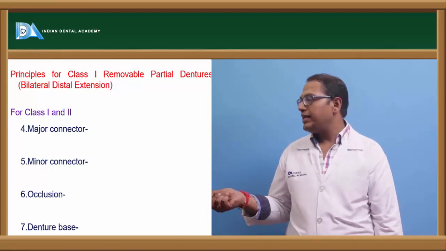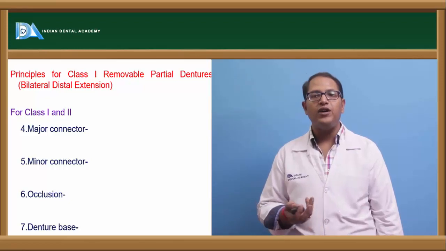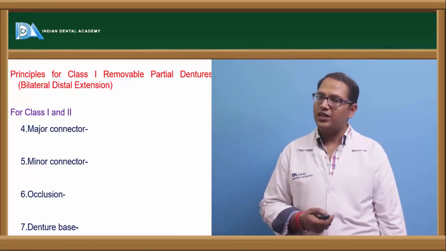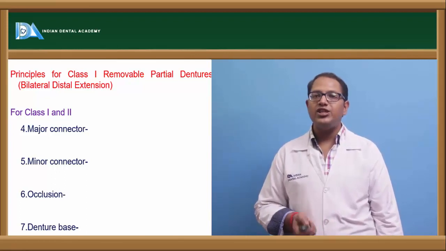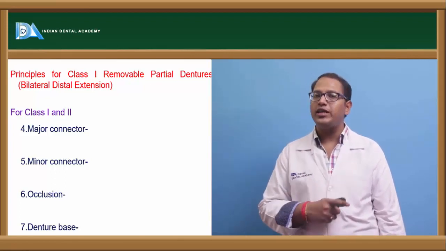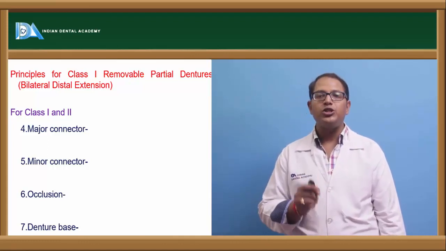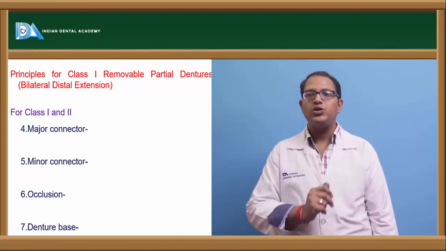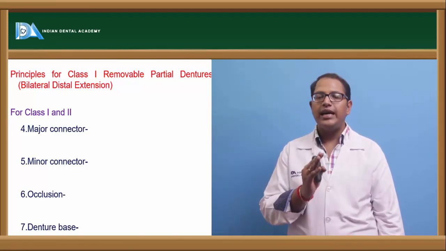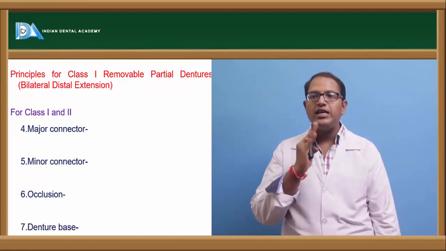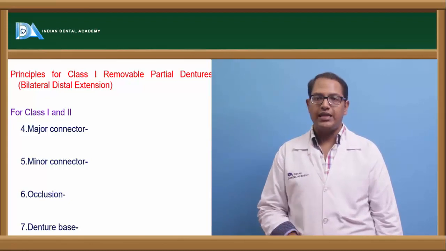Coming to how the minor connector should be: importantly rigid, with a position to enhance comfort, cleanliness and placement of artificial teeth. Coming to occlusion, centric relation and centric occlusion should coincide in cases of class 1 or class 2. Artificial teeth should be positioned to reduce the stress, to enhance comfort, with the direction of stress always on the long axis of the teeth, which should be efficient in mastication.